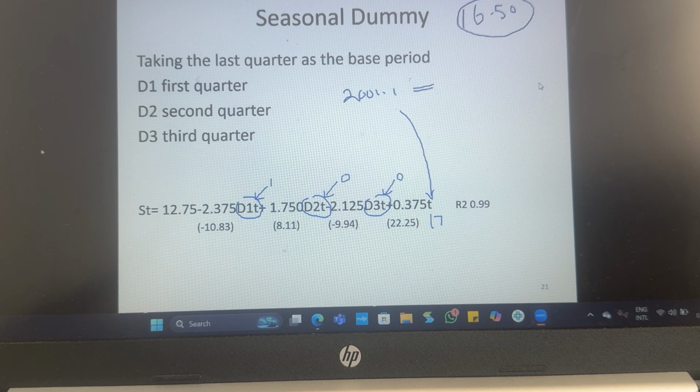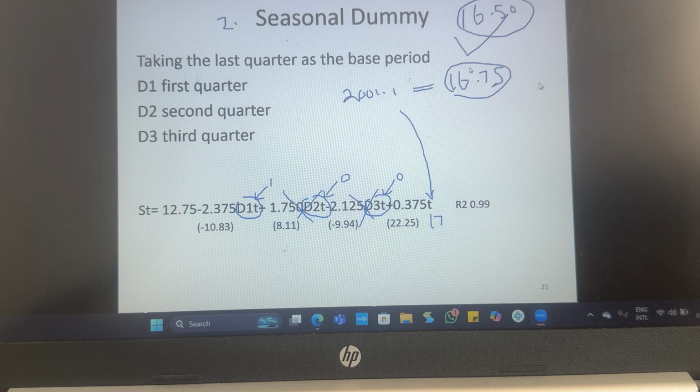It's a very simple calculation. This one, no need to calculate, the entire thing is 0. This one also 0. Only two numbers you need to calculate. What is the answer? 16.7. Okay. According to the previous method, we got 16.5 earlier, according to the ratio to trend method. And according to the seasonal dummy method, this second method, we got 16.75, almost the same.